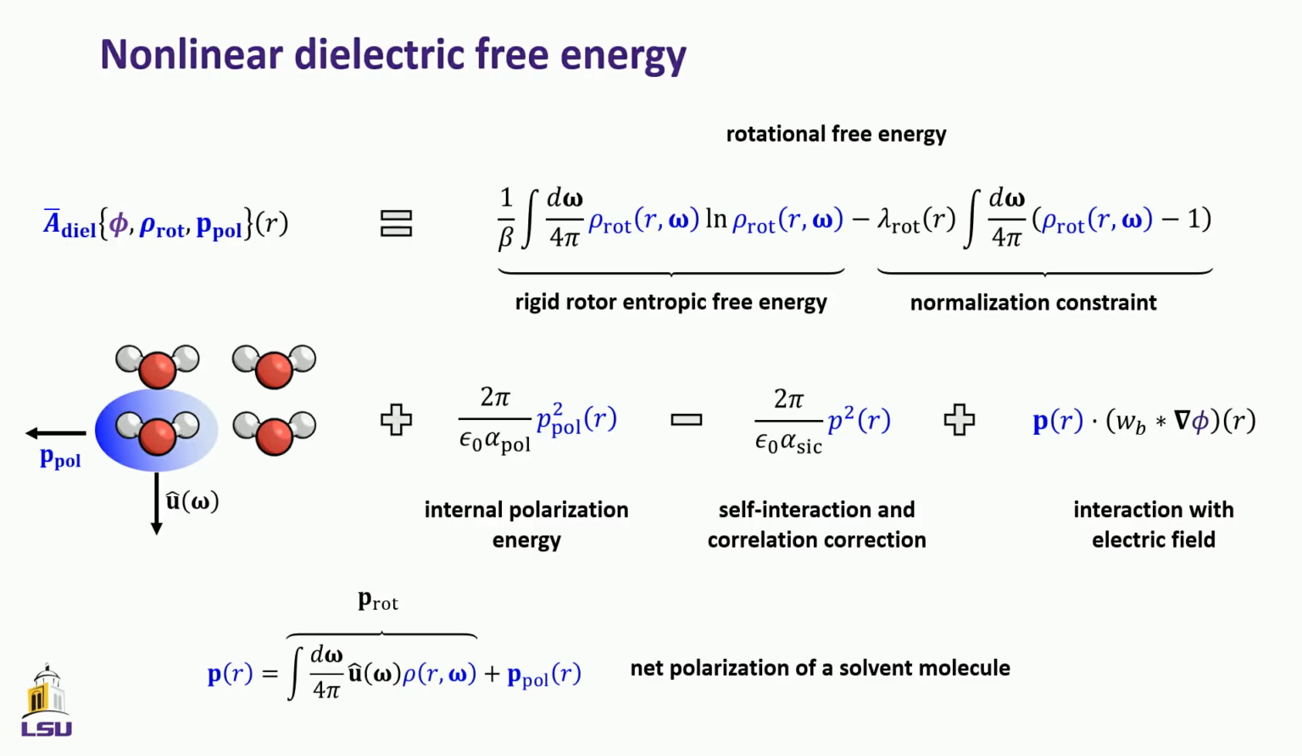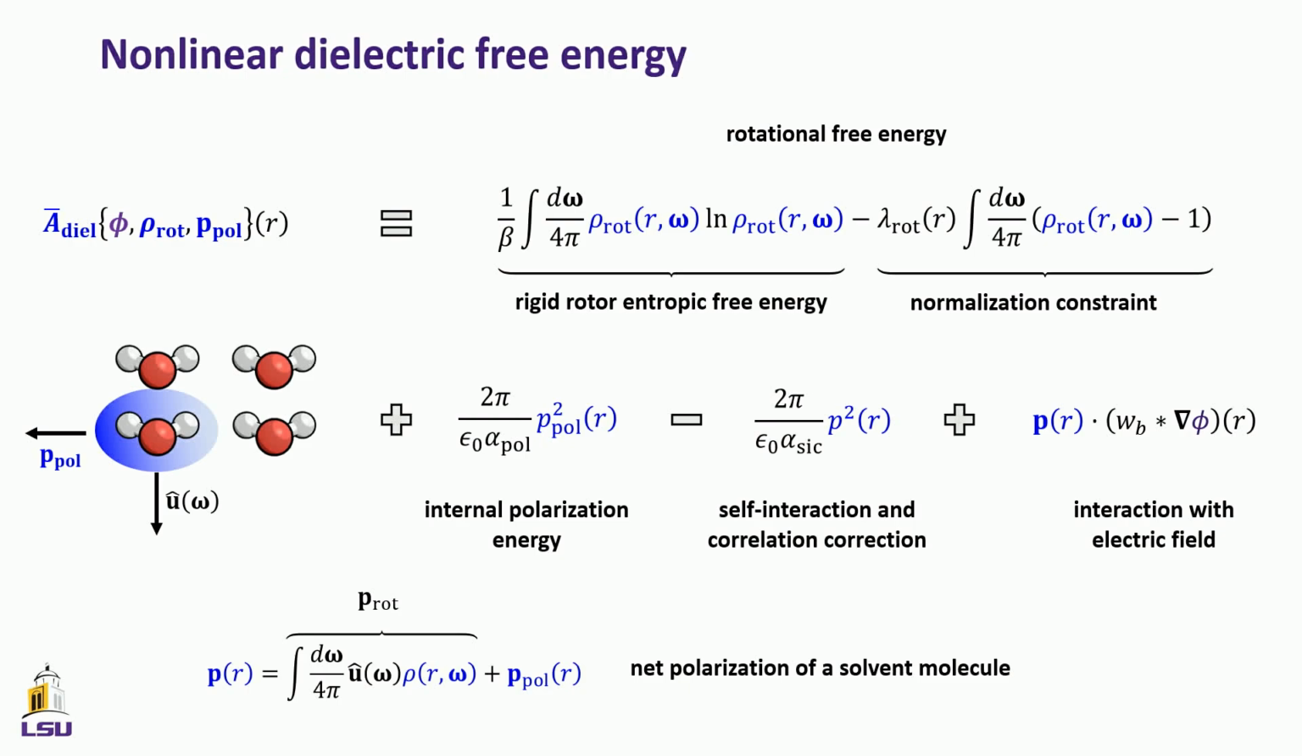And this distribution functional depends on the position and the orientation. And we define a rigid rotor entropic free energy that depends on these distribution functions. We have a normalization constraint because it has to normalize to 1. And then we add an internal polarization energy that basically reproduces the optical dielectric constant of water once the rotational modes are frozen out.